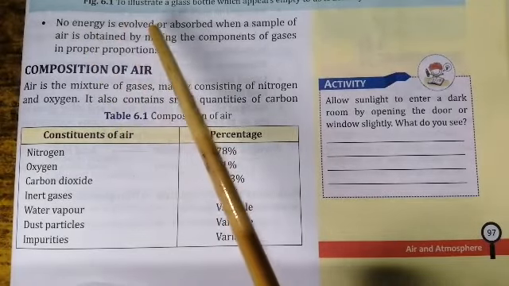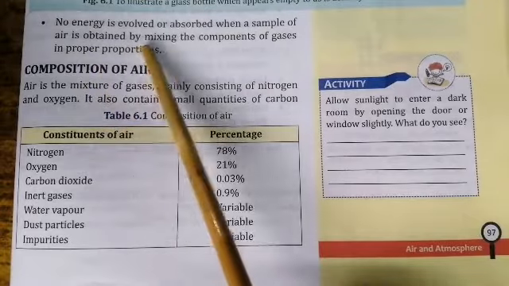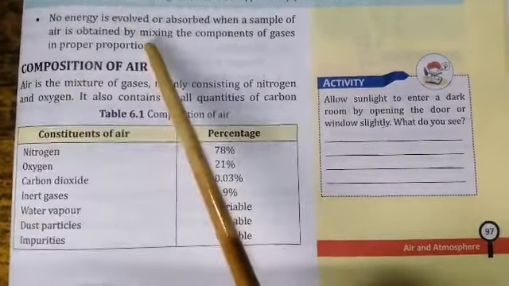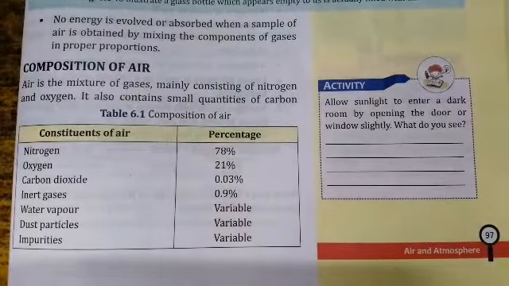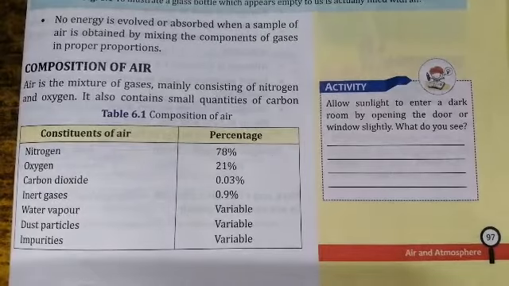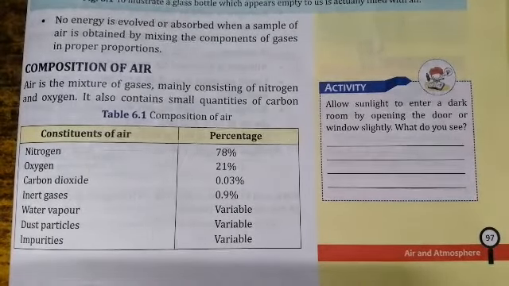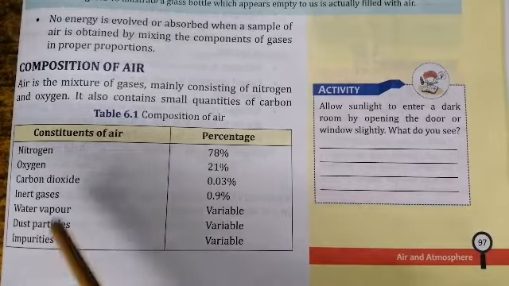Now, no energy is evolved or absorbed when a sample of air is obtained by mixing the component gases in proper proportions. These are the reasons why we say air is a mixture and not a compound or an element. Now, let us take a look at the composition of air.